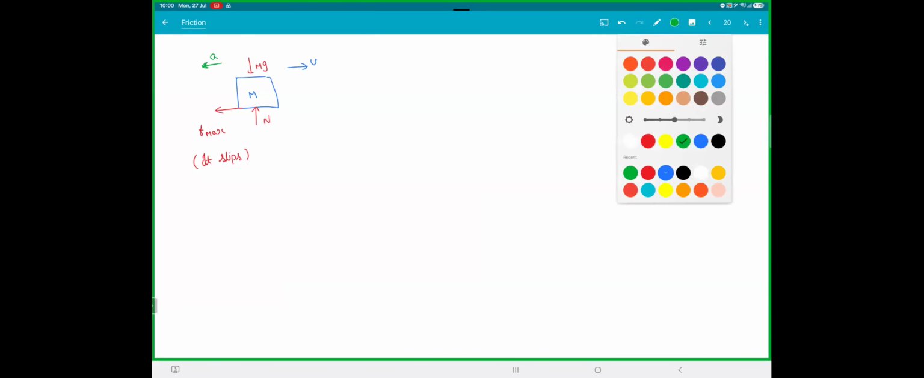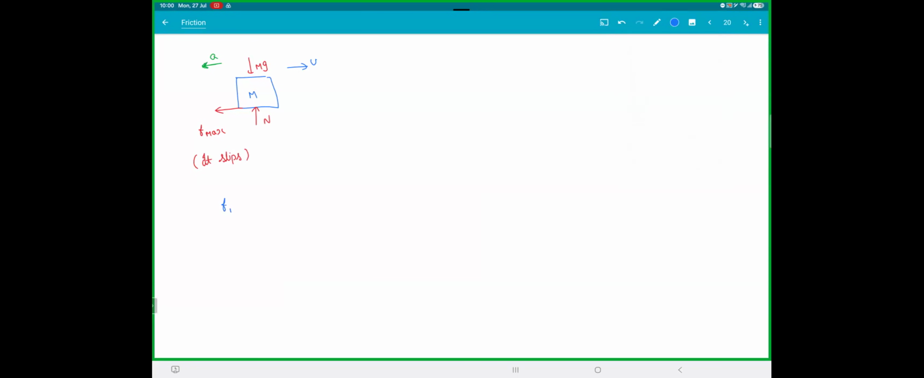So since the friction is maximum, F max is equal to ma. F max is mu mg, equal to ma. So we get acceleration is equal to mu g. Mu is given as e power minus x, so acceleration is e power minus x into g. Perfect. We got the acceleration.